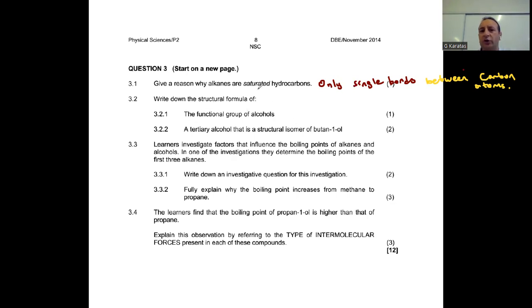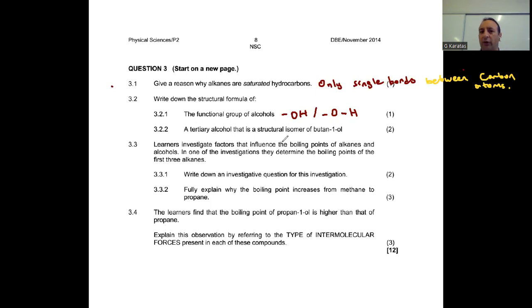Write down the structural formula of the functional group of alcohols. Alcohols have the hydroxyl group as a functional group, and the structural formula of the functional group is OH. You may write it as O-H as well. Both will be acceptable. The second one is preferred. You may write OH as well.